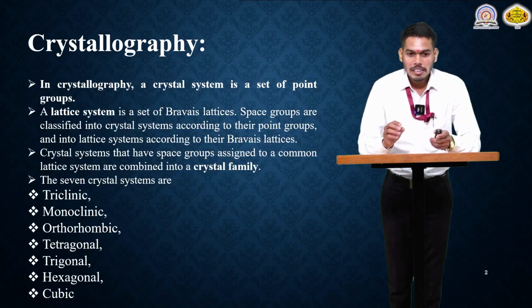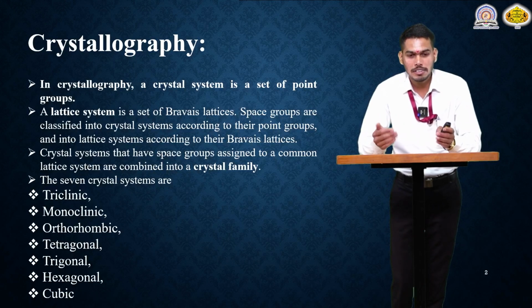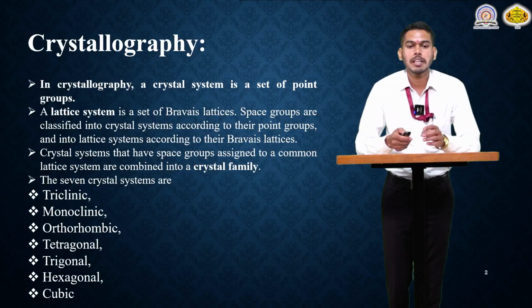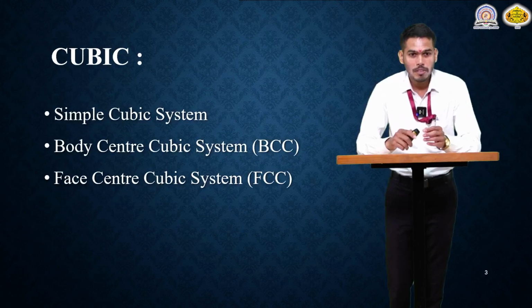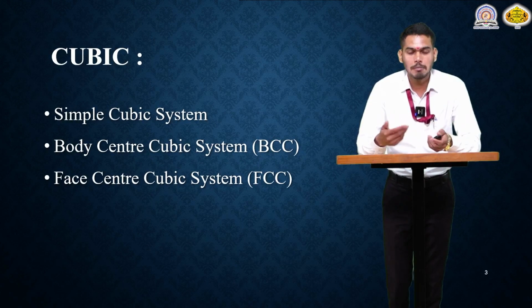These crystal systems are classified on the basis of their dimensions, meaning side, length and height. Basically, these are denoted by A, B, C, which are height, length and breadth. Then the angles between them are considered, and on that basis these crystal systems are classified into 7 systems. In today's lecture we will mainly focus on the cubic system. A cubic system is further classified into three Bravais lattices.